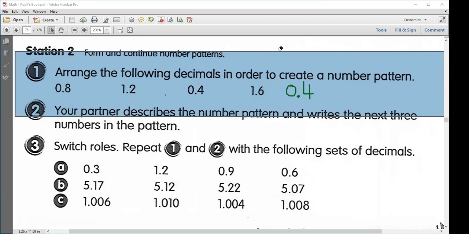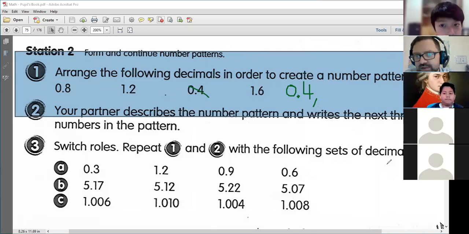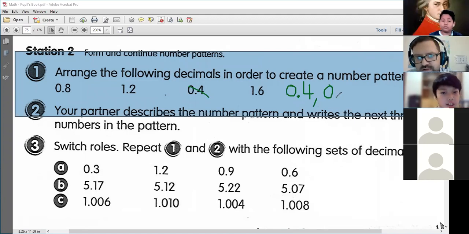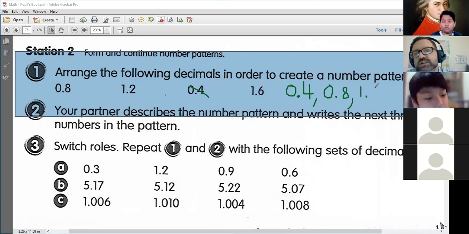All right. So we have 0.4. That should be our smallest number. Roth, what is our next smallest number? Roth, are you here? All right, Kim Jong, what is our next smallest number after 0.4? 0.8. All right, 0.8. And next 1.2. All right, hold on, let's give your friends a chance to answer. All right, 1.2, which means that our greatest number here is 1.6.